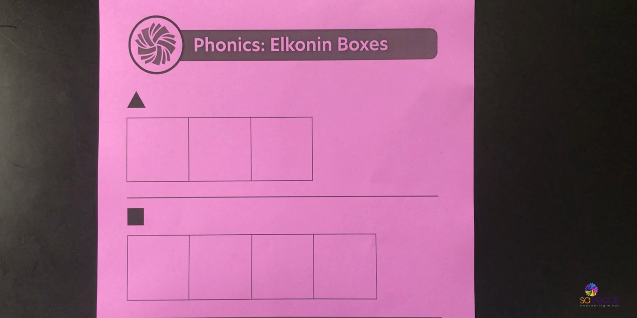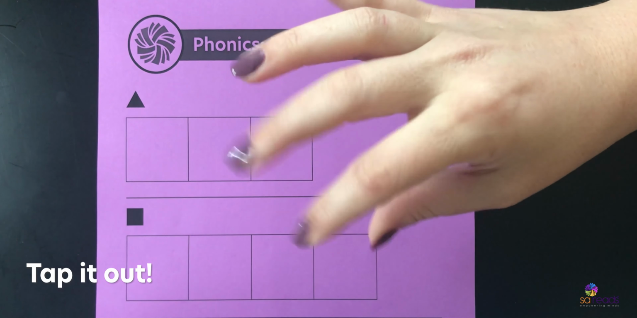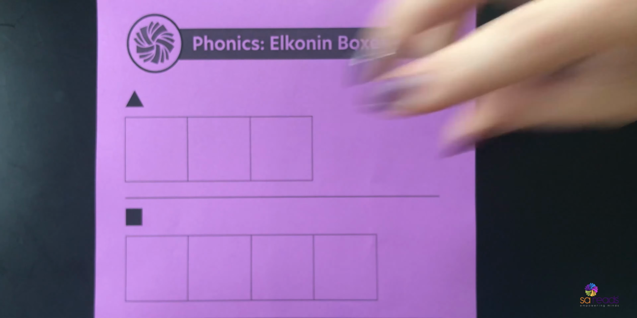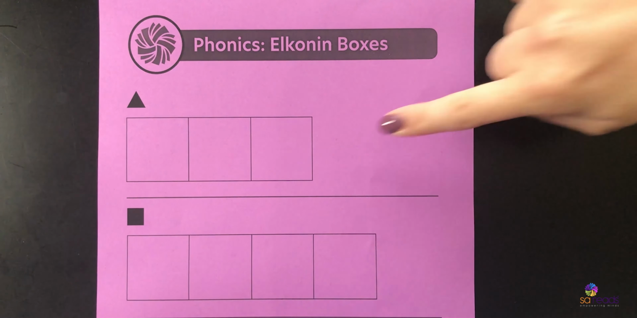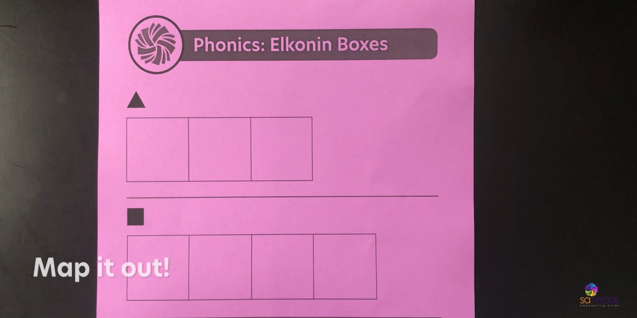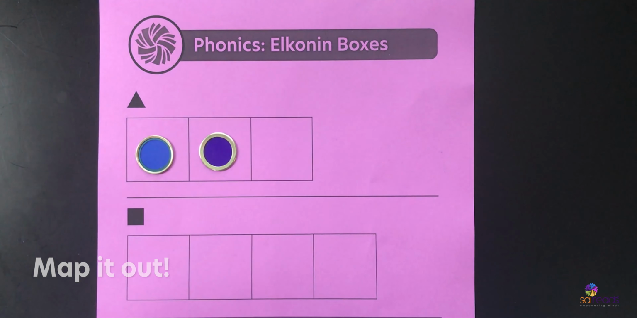Let's try some phoneme grapheme mapping with some long vowels and vowel teams. We'll start with the word time. We'll tap it out, t, I. It has 3 phonemes, so we're going to work on the triangle line at the top again. Now we'll map it out, t, I.